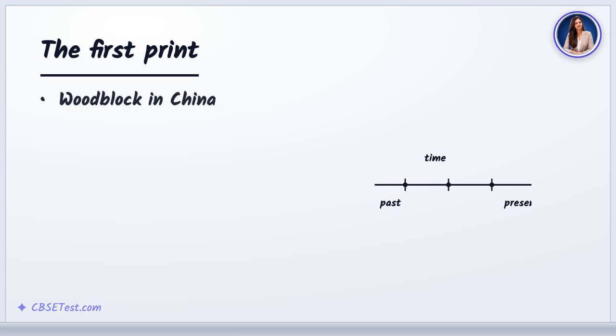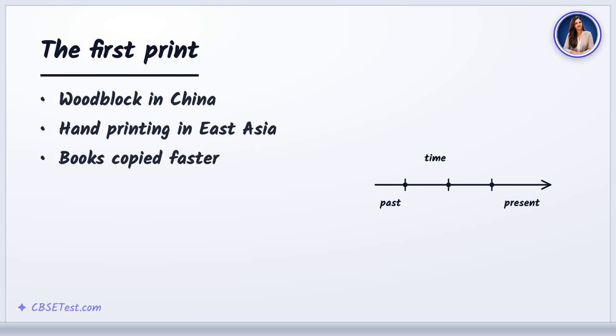The earliest print technology was developed in China, Japan, and Korea using hand printing from carved wooden blocks. This allowed books to be reproduced far more quickly than copying by hand.